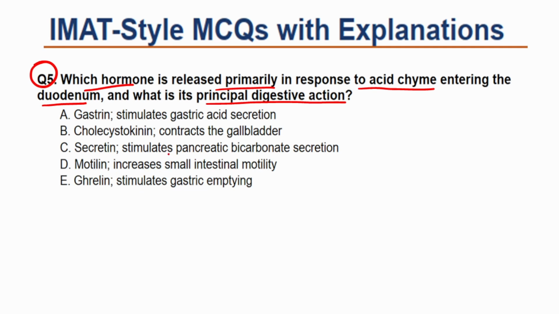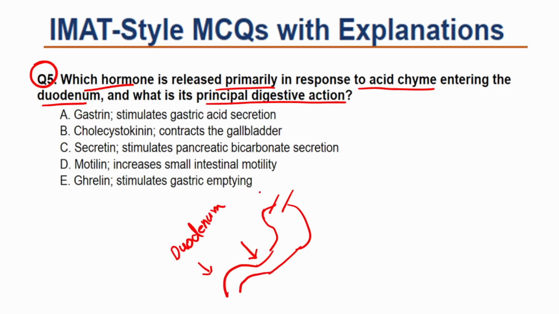The underlying feedback logic relies on the fact that when the stomach completes its mechanical churning, it expels highly acidic chyme through the pyloric sphincter into the duodenum. Because the digestive enzymes of the small intestine are completely inactivated and denatured by low pH, the duodenum must instantly signal the pancreas to neutralize this incoming acid.